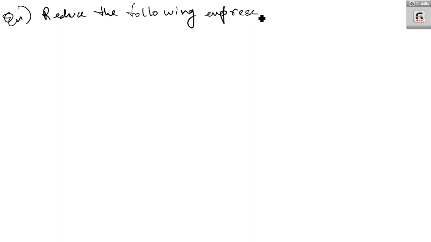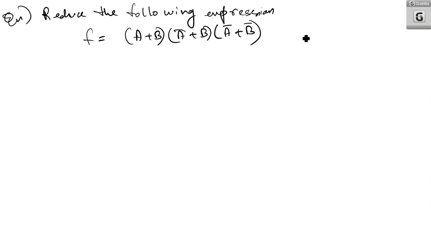So coming to the second question: reduce the following expression. F is equal to A or B, and A bar or B, and A bar or B bar. Okay, so this is basically in product of sum form.